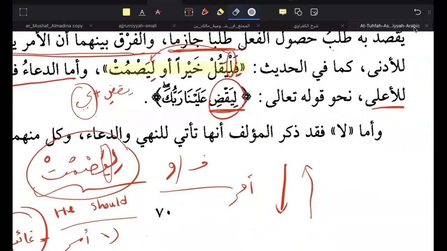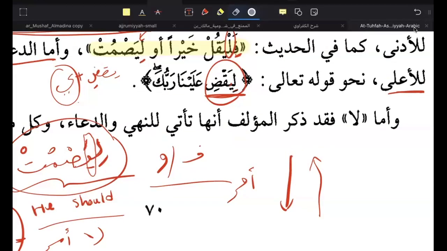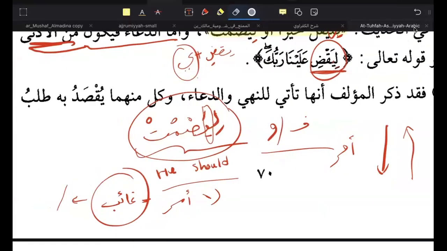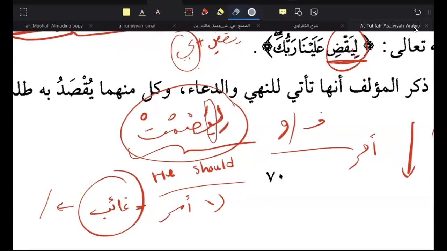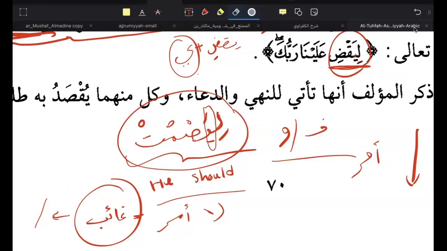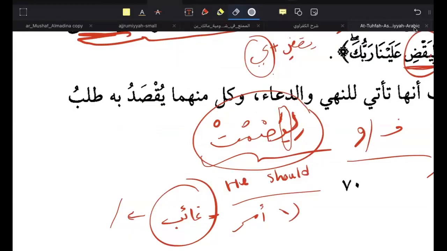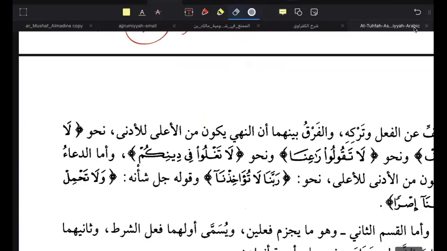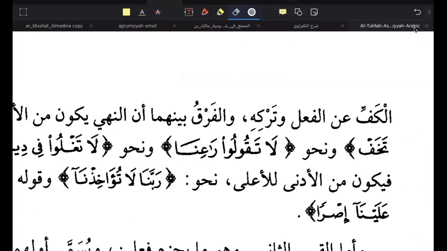Now, the last one is what? وأما لا فقد ذكر مؤلف أنها تأتي للنهي والدعاء. This is the same thing, because the Musannif said that this la can be for nahi, for prohibition, and it can also be for supplications. Okay, and he mentioned the same thing, and he also wants to make sure that you understand both of them. It says kaf anil fi'l. The kaf is to prevent, stop, anil fi'l. So that means when you say la and nahi, you say don't do something. What you intend is to stop something from happening, wa tarkihi, or leaving it.